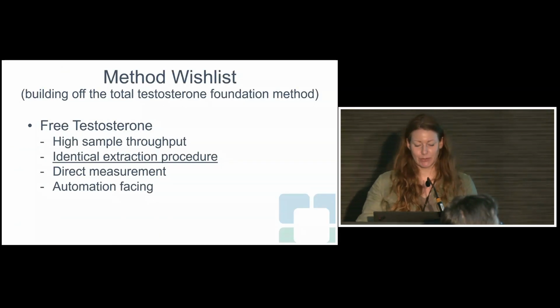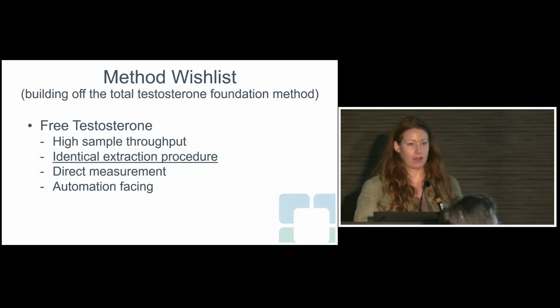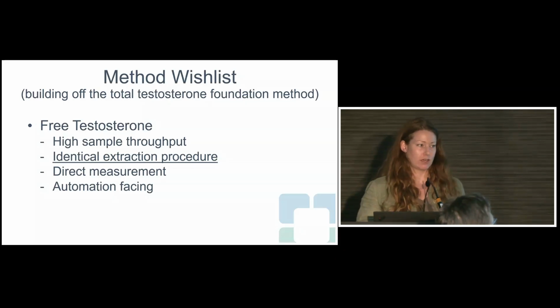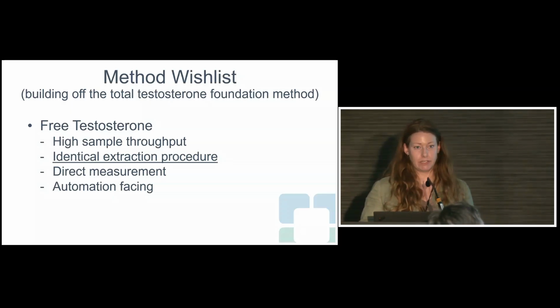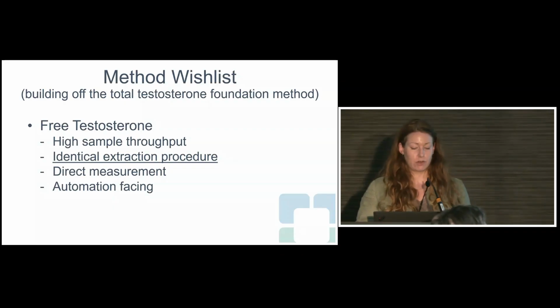Okay, so as Dr. Colon-Franco mentioned, we're going to build off of this foundational method that we made. We spent a lot of time up front to make sure that it was accurate. We knew we were going to be able to see the low end that we wanted in spiked matrix, so that gave me additional confidence. We're also expecting a high sample throughput. We wanted to use an identical extraction procedure just to keep things streamlined for the bench. We knew we wanted to measure direct just based on the inaccuracies of some calculations, and as most labs are going to, we wanted to make this automation friendly.